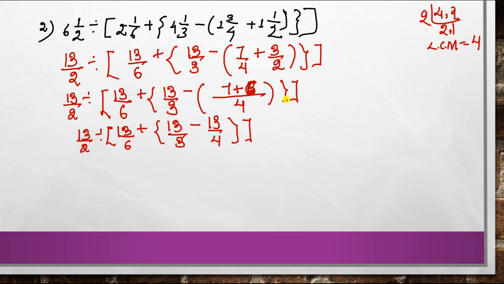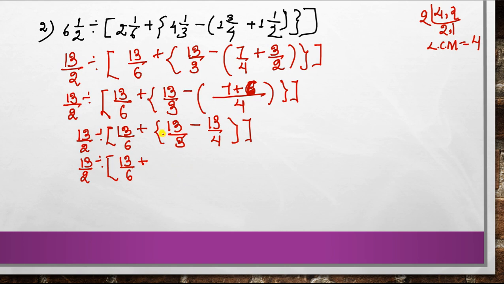Now we will go to braces. Here 3 by 4 is there. For 3 and 4 we know 12 is the LCM. So let us solve it. 13 by 2 divided by 13 by 6 plus, like this. Okay. Then what are we going to do? Here we don't have to give these braces, because now we are going to simplify the fraction. So no need to give the braces.